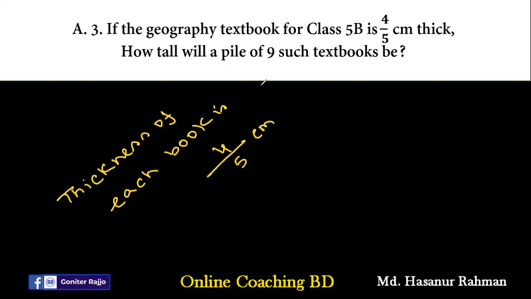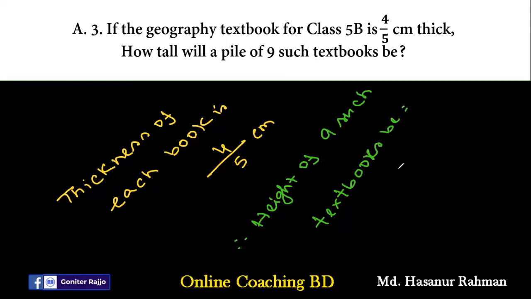Now the question asks how tall will a pile of 9 such textbooks be? So we can write in this way: the height of 9 such textbooks. That means we have to do the multiplication. 4 by 5 multiplied by 9. So 4 9s are 36 by 5 centimeter. Now we have to convert this improper fraction into a mixed fraction.